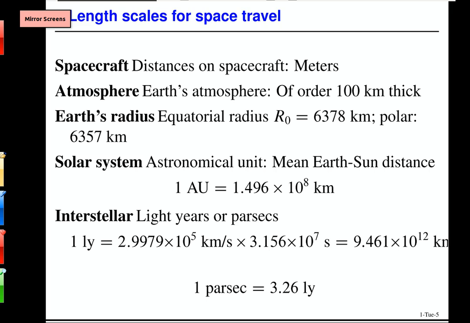And in this country, we usually use miles in elementary school, and so you learn that the circumference is 25,000 miles, and the diameter is 8,000, radius is like 4,000. So very roughly speaking, you multiply miles by 1.6 to get kilometers. So roughly speaking, Earth's radius is like 6,400 kilometers.